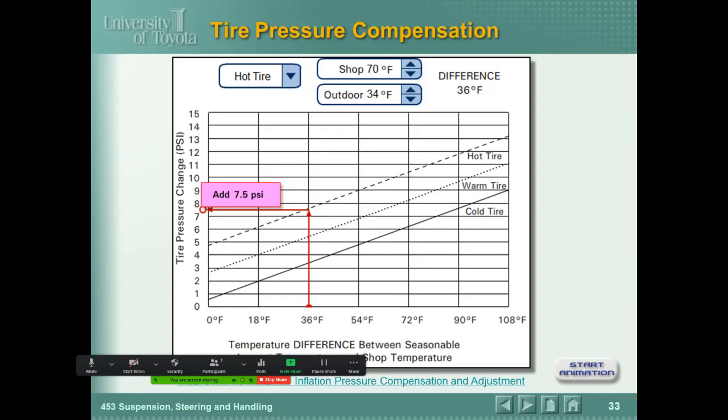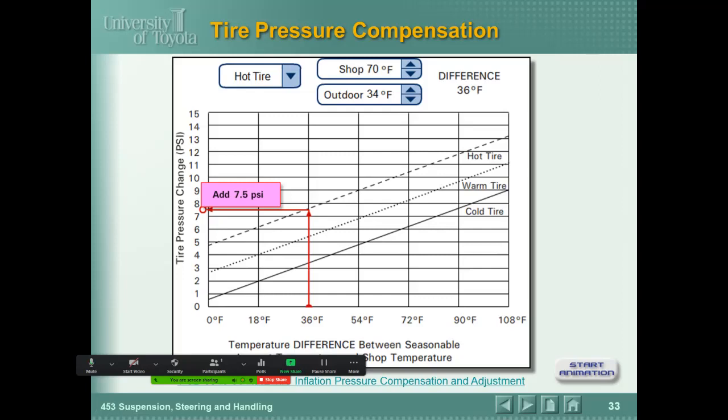So here we are. If you're dealing with a hot tire, you're going to have to set it higher so that when the tire temperature comes down, the pressure drop will keep it in the range. So you can see a hot versus a cold tire, and they actually make a calculator to determine how much tire pressure the tire needs in order to keep the TPMS light off.